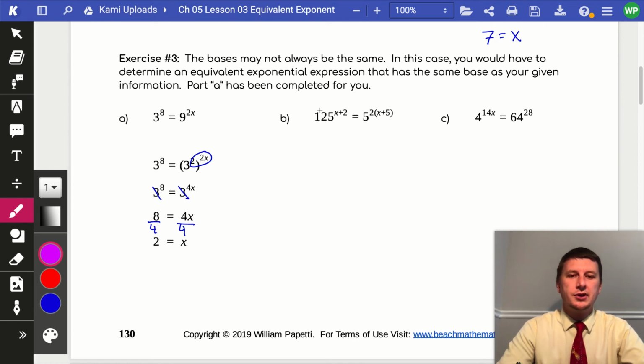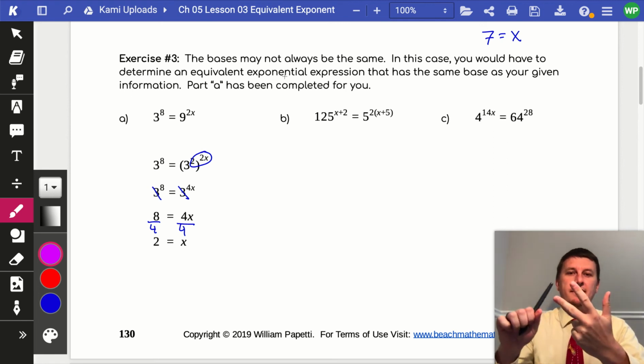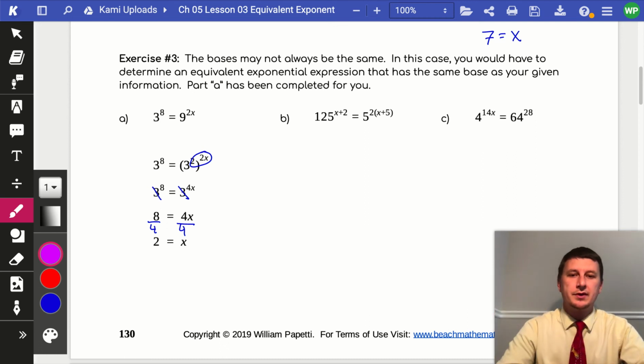And 125 actually can be written as 5 to a power. Well, 5 times 5 is 25, and 25 times 5 is 125. So that's 5 to the 1, 2, 3. So 5 to the third power is the same thing as 125. So I can rewrite that as 5 to the third. And I'll bring down my x plus 2, and I'll bring down everything over here as well.